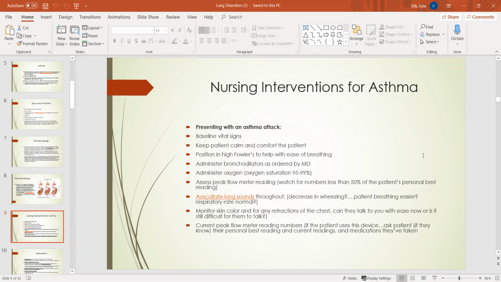If this is someone who had a really bad attack and was admitted to the hospital, and you couldn't get them under control with a bronchodilator, sometimes they'll give them epinephrine. While they're in the hospital, they may put them on a corticosteroid for a short period of time to help get some of that swelling down in their airways. And if it's a super bad attack, you may see this person get intubated even.